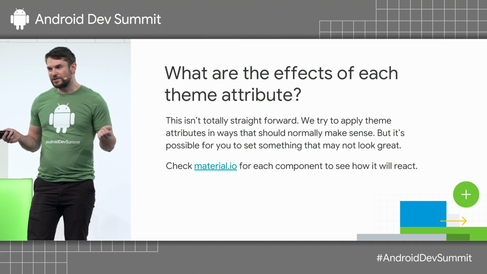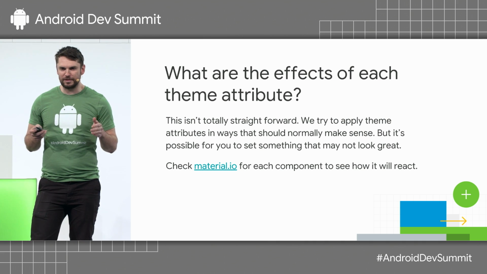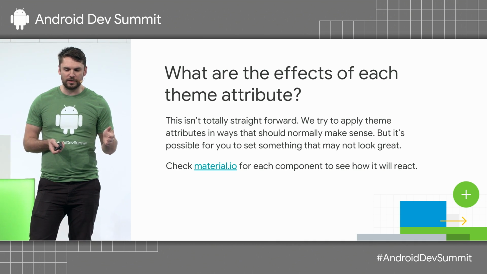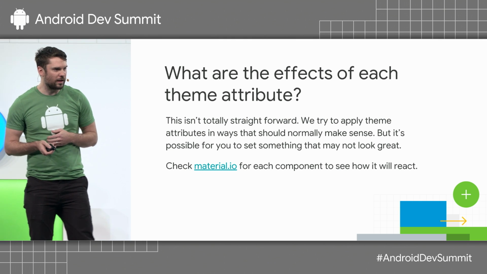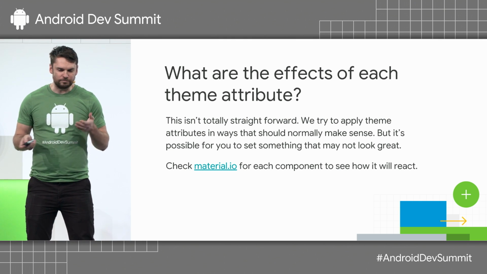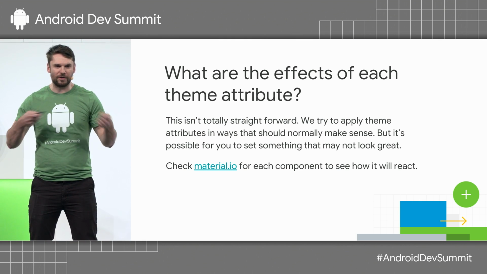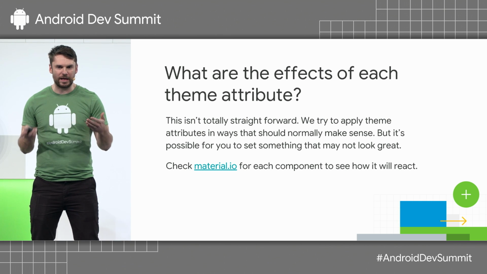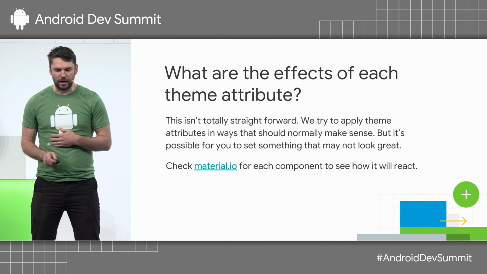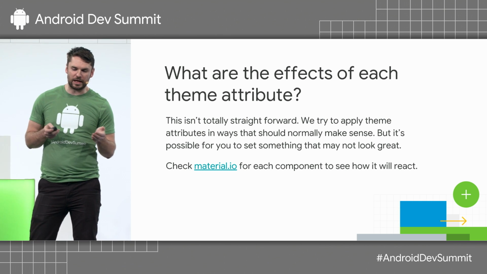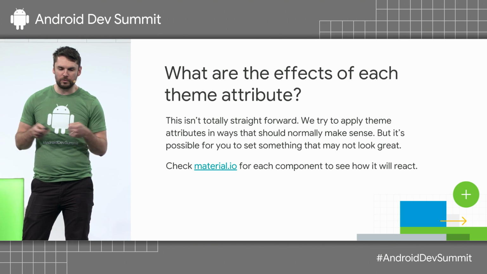What are the effects of each of these theme attributes? Unfortunately, it's not totally straightforward. We try to apply theme attributes in a way that will make sense. But it's definitely possible for you to pick values for different colors that may not look great together. You should probably check out material.io for each component to see how it'll react.